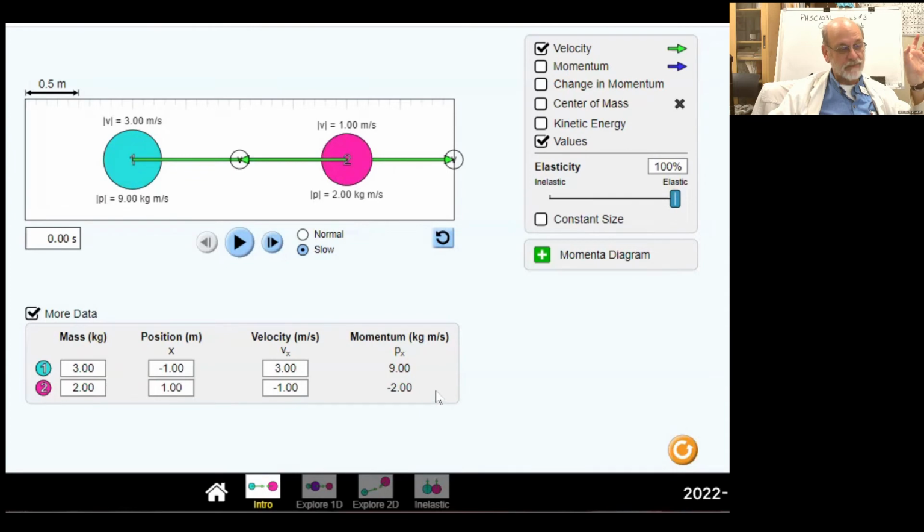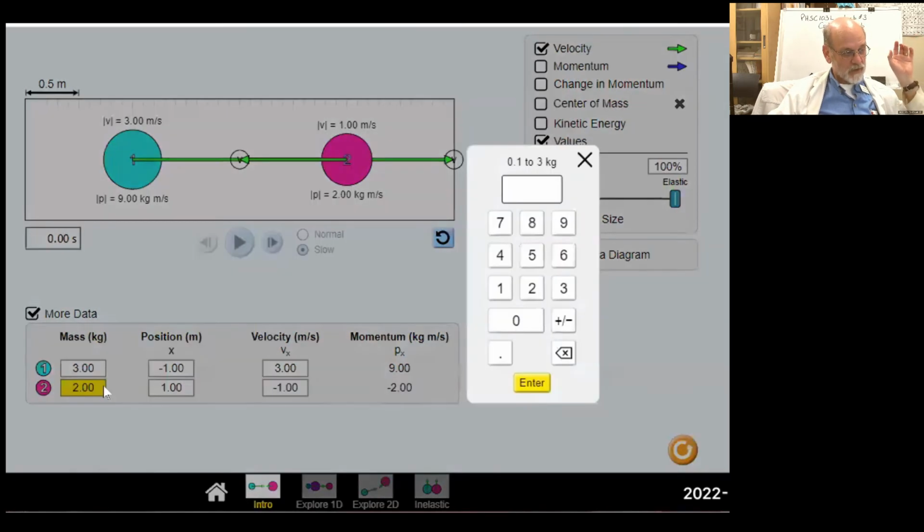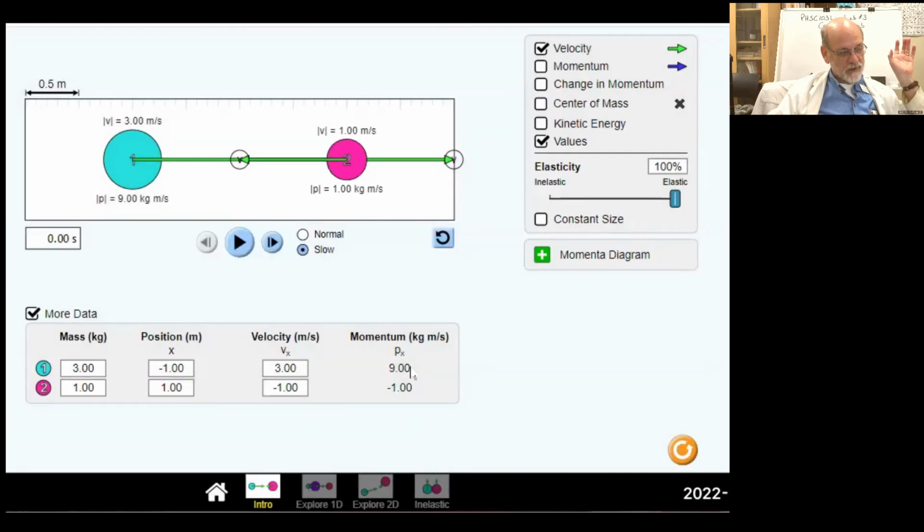All right, 9 minus 2 is 7. That's not big enough. So let's go maybe to 1. 1 kilogram. 9 minus 1 is 8. Now you have 8 kilogram meters per second is the momentum. And those are the values that you put in your table. Okay, now we can run the sim and see what happens to it.